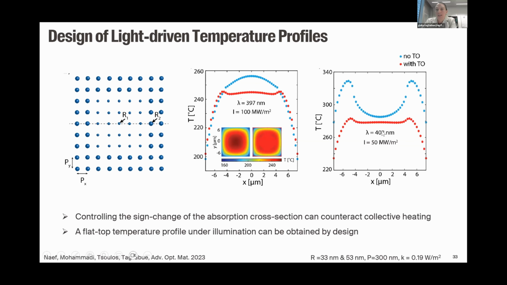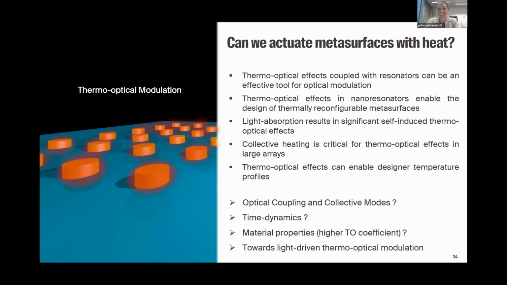One can use a different wavelength and do a similar trick. So again, the initial temperature profile will be very non-uniform, and when we heat it up, we can flatten it out. It's interesting because we can try to design a system where we have a uniform light-driven temperature profile even across an array of systems. Obviously, this would be an additional constraint that we have to bring into the design of the metasurface per se. So this is where we are at this point.